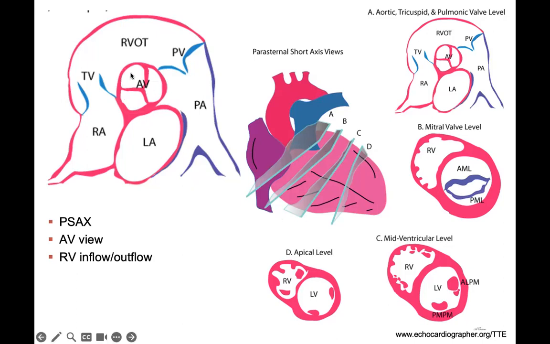So here's your aortic valve in short axis view. Here's your right ventricle. Here's the inflow, so here's your tricuspid valve. Here's your pulmonic valve. Here's your PA. So the blood goes in and out of the right ventricle. And here's just another place that you can look for tricuspid regurgitation across that tricuspid valve.